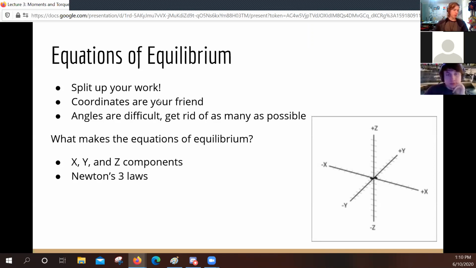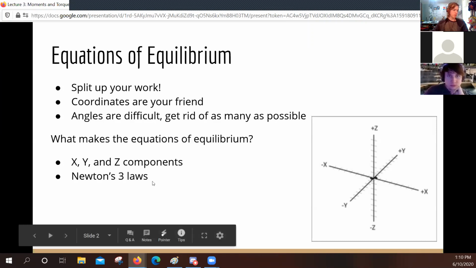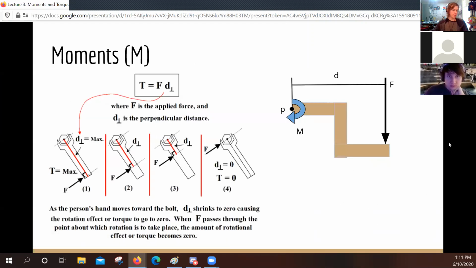And remember that coordinates are your friend. You will need to change your coordinate system, as in you may have something that's at an angle and it's better to just tilt your coordinate system to fit that angle. So make sure you're always using a coordinate system that makes sense. Angles are still difficult, so try to get rid of as many as possible. That's what I was saying with tilting your coordinates. And then for the equations of equilibrium, we're going to be basically still in our X, Y, and Z components and still using Newton's three laws, but for moments and torque, we're mainly looking at this Z component for today.